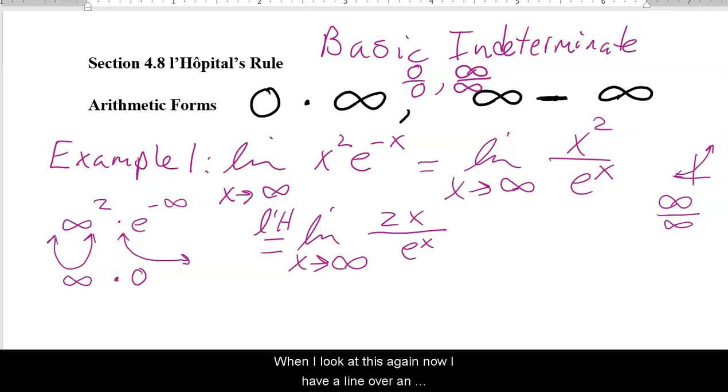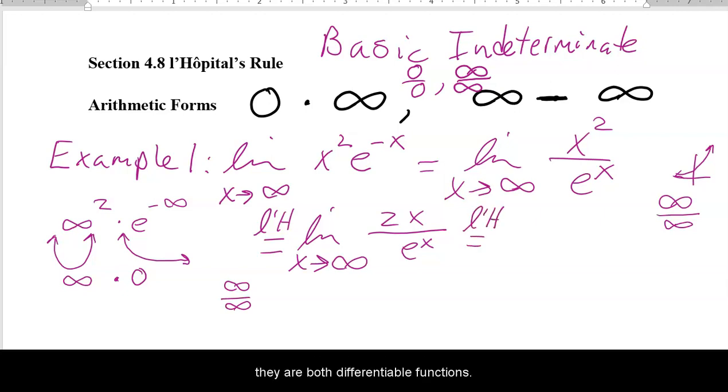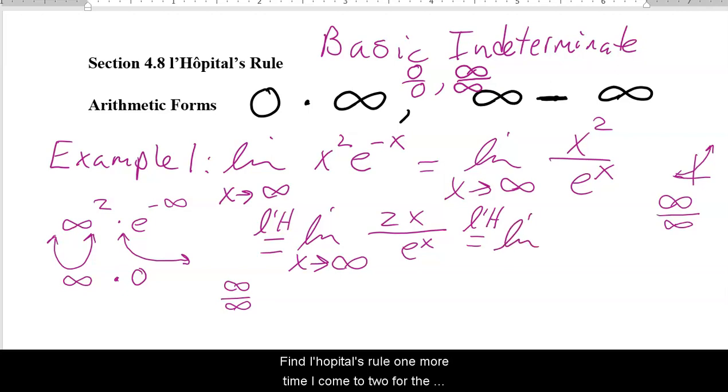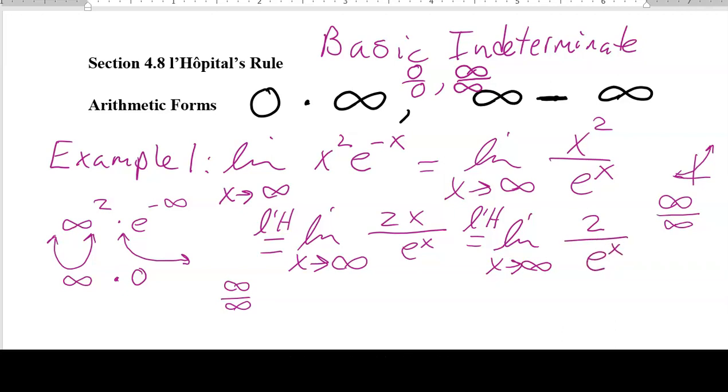When I look at this, again, now I have a line over an exponential, which again has the form of infinity over infinity. This means I can do L'Hopital's rule again, since they are both differentiable functions. Applying L'Hopital's rule one more time, I come to 2 for the numerator and again e to the x for the denominator. 2 is a constant, but the denominator is getting larger and larger. A constant divided by infinity gets driven down to 0. So the value of this limit is 0.